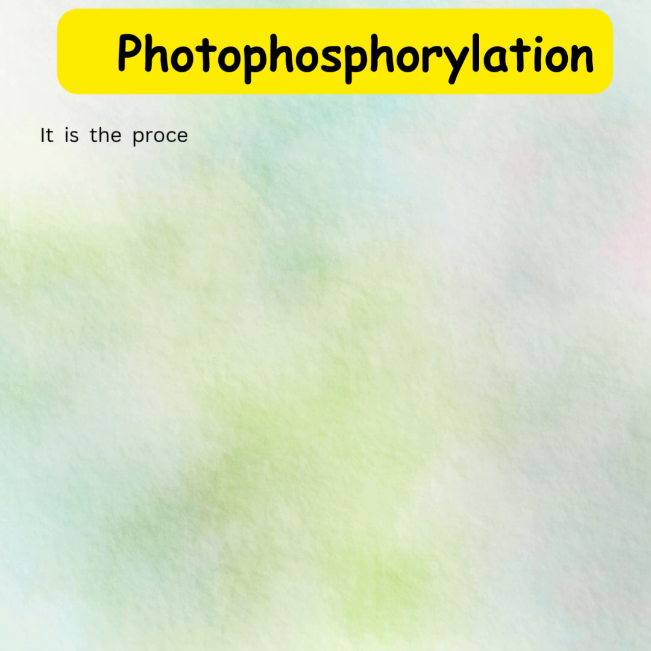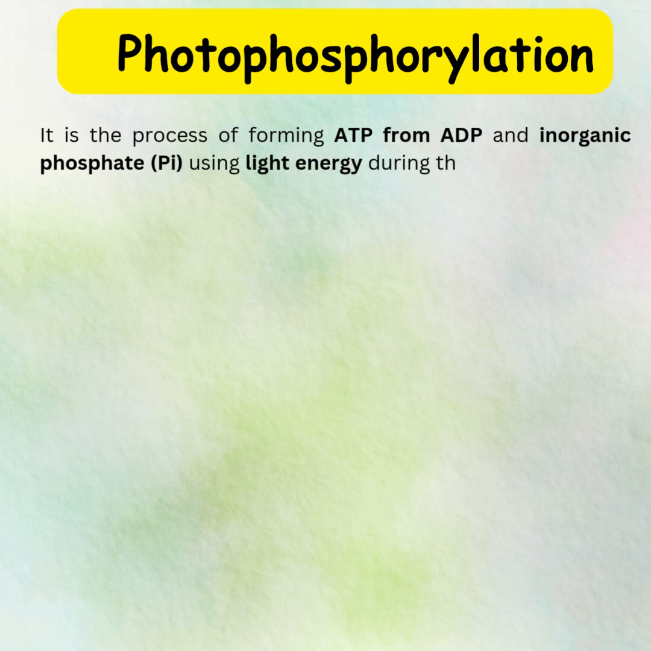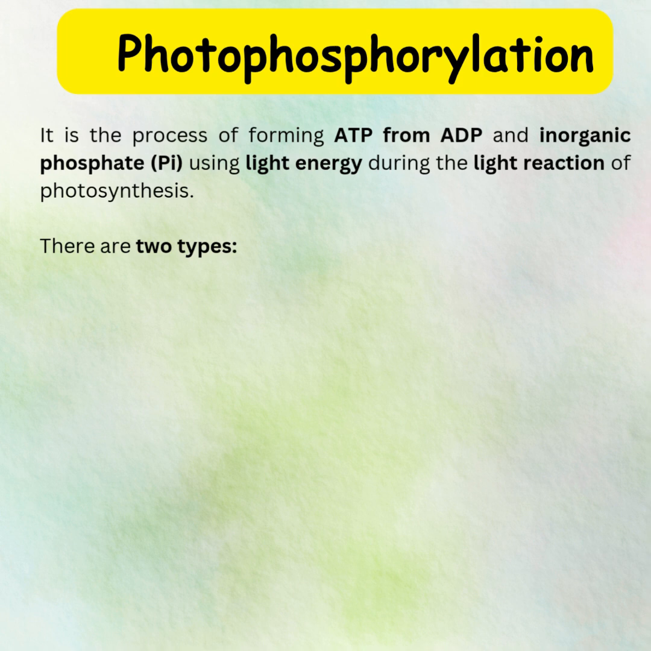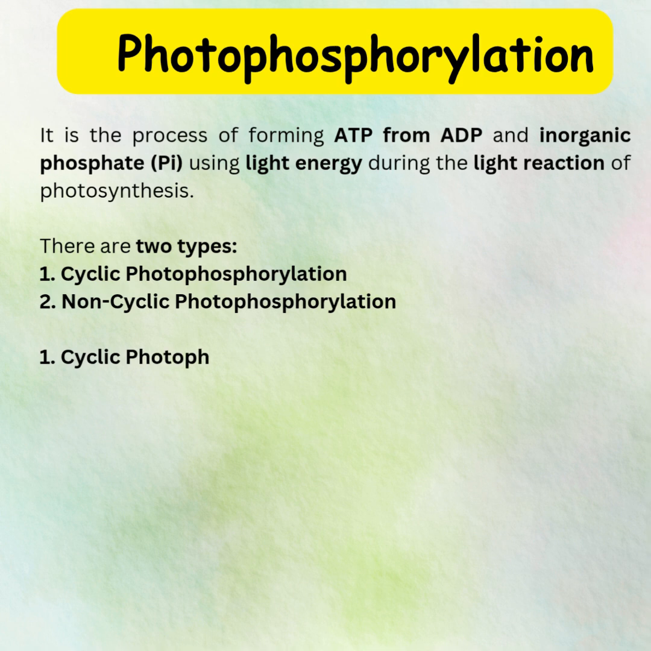Photophosphorylation is the process of forming ATP from ADP and inorganic phosphate, Pi, using light energy during the light reaction of photosynthesis. These are of two types: 1. Cyclic photophosphorylation. 2. Non-cyclic photophosphorylation. First we will discuss cyclic photophosphorylation.